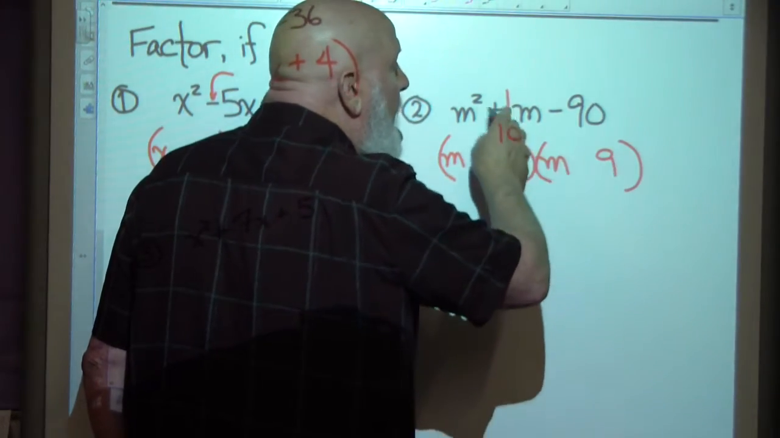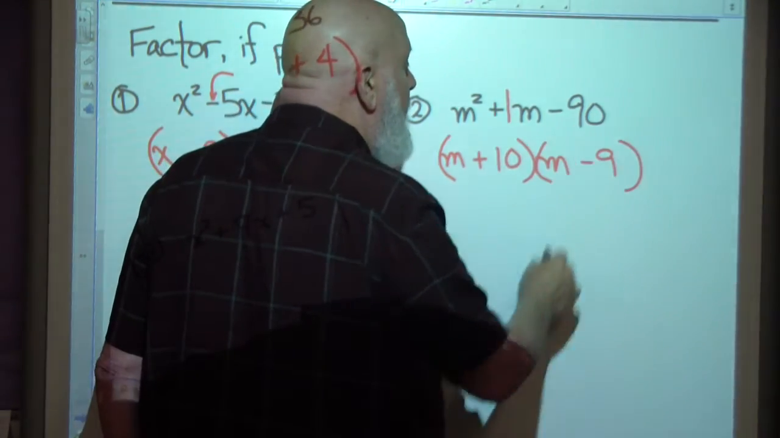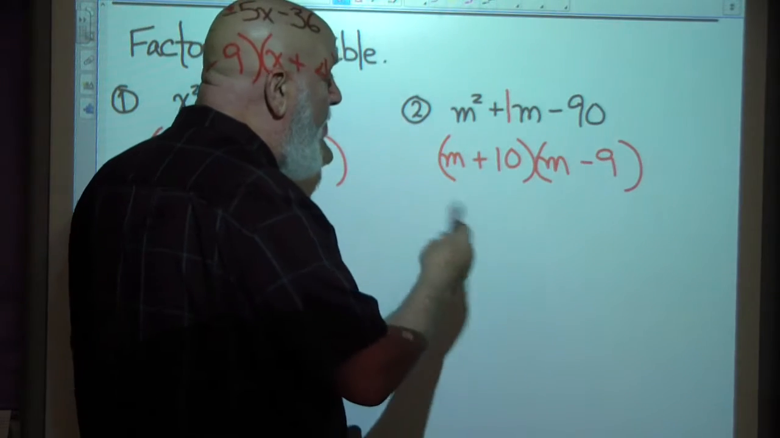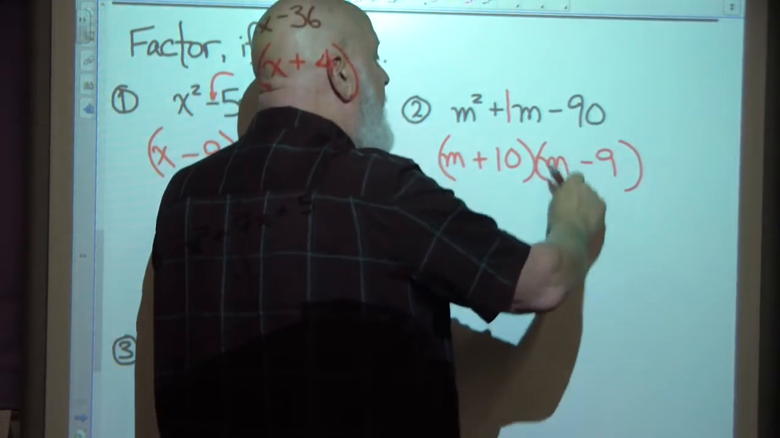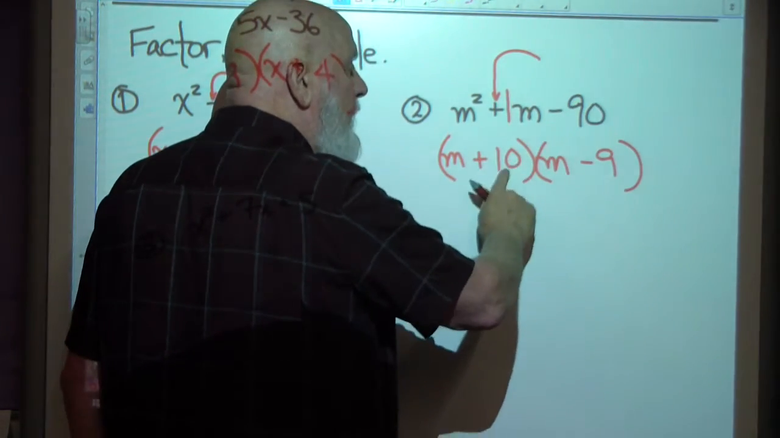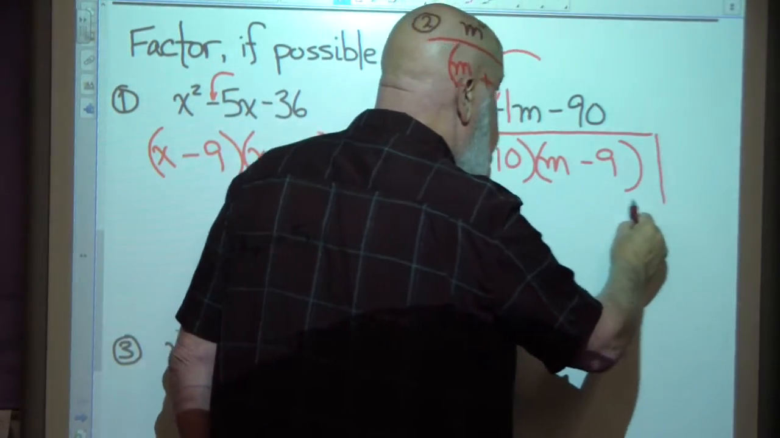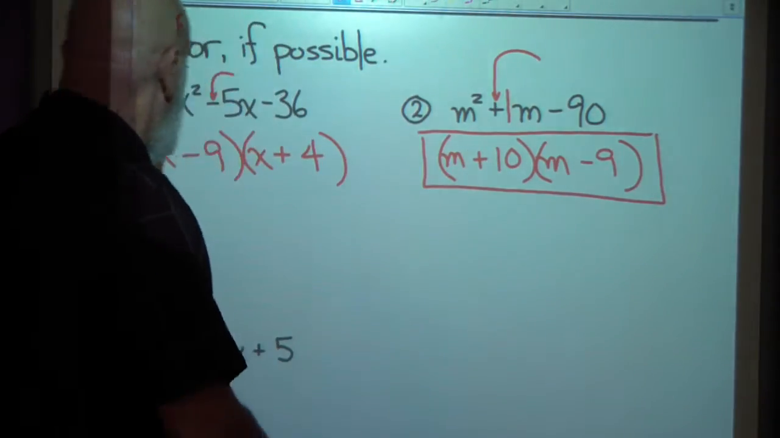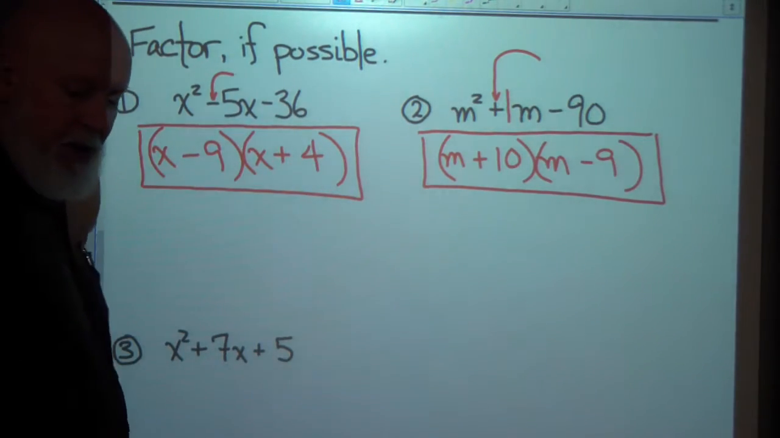When I add these together, I want to get positive 1. So it'll be plus 10 minus 9. And then I make sure that my check is, do these multiply together to give me negative 90? Yes, they do. Do they add together to give me positive 1? Yes, they do. So this factorization is correct, providing I haven't made an arithmetic mistake. And I don't think I have, but I'm going to check anyway.